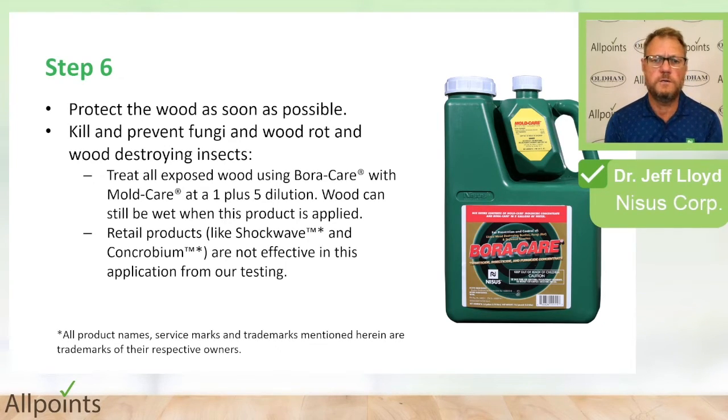What you want to do is to treat all exposed wood using the Boracare with Mold Care at a 1+5 dilution. So the co-pack you see here, 1 gallon of Boracare and 1 pint of Mold Care. The Boracare is at a 40% active ingredient concentration, 40% borate, and the Mold Care is at an 80% concentrate of the quaternary ammonium compound, didecyl dimethyl ammonium chloride, and those two things are mixed together for the application.